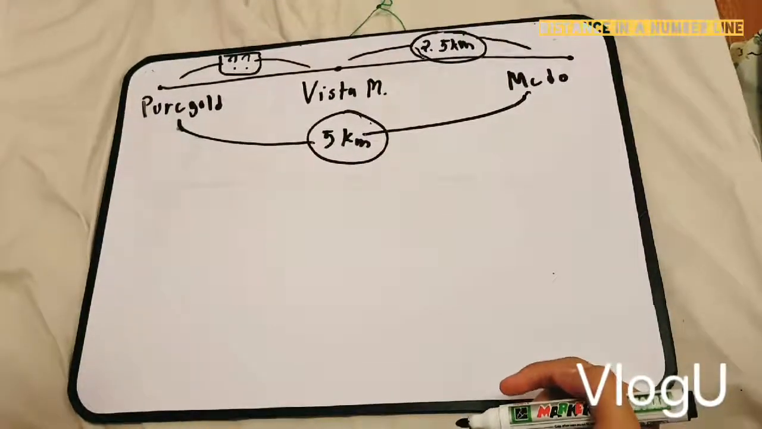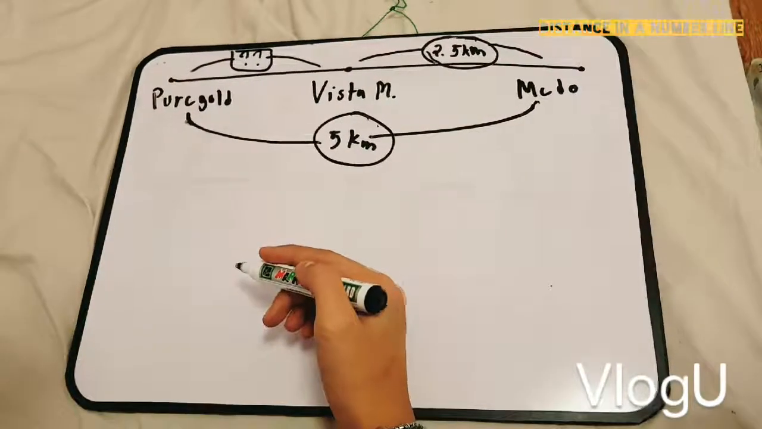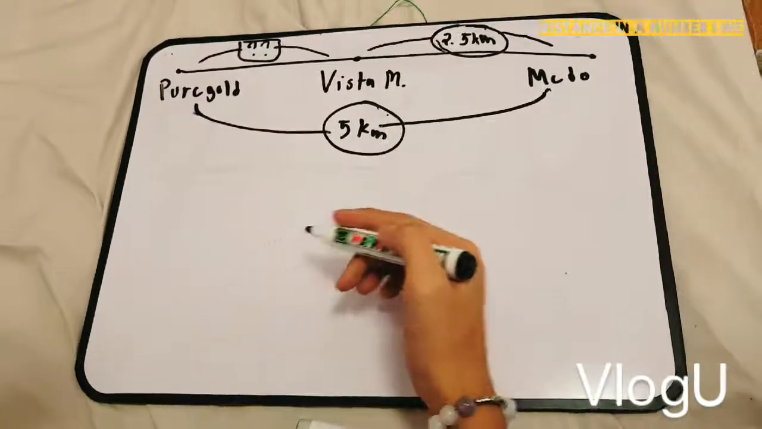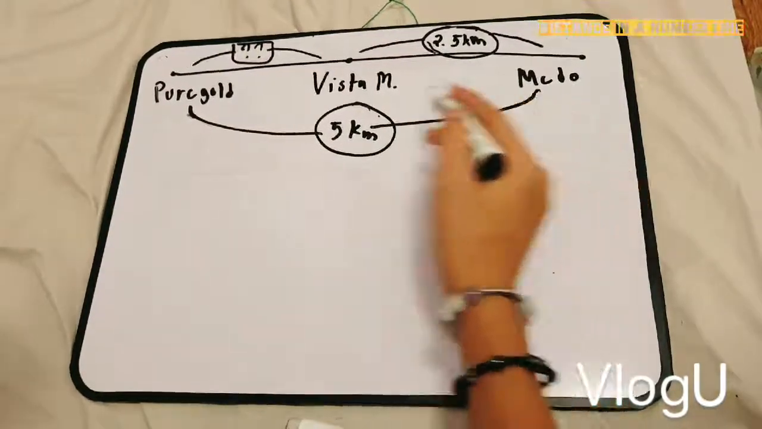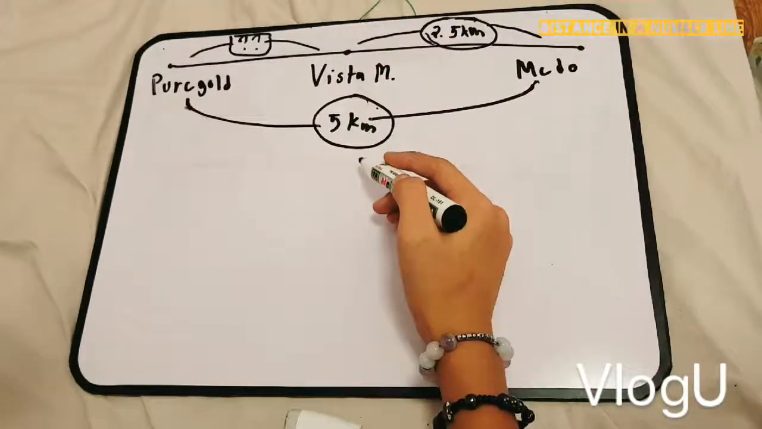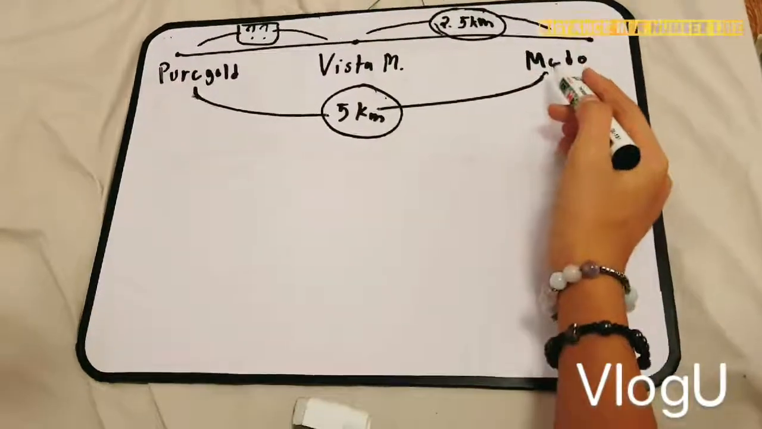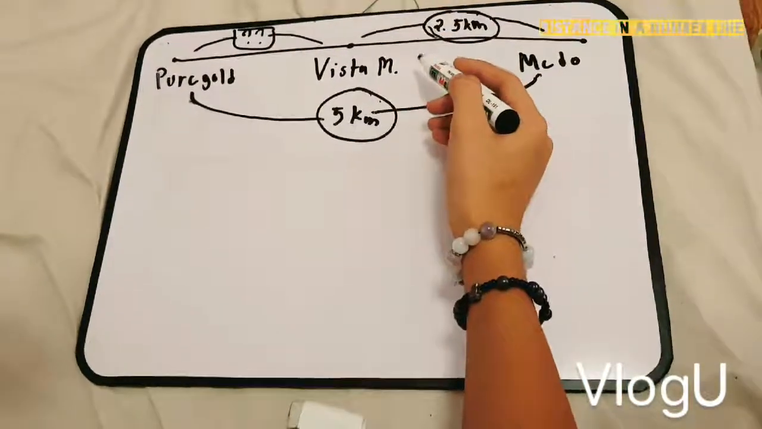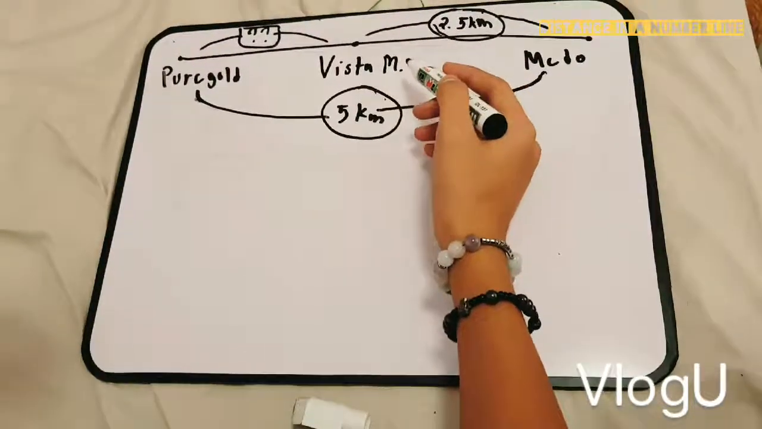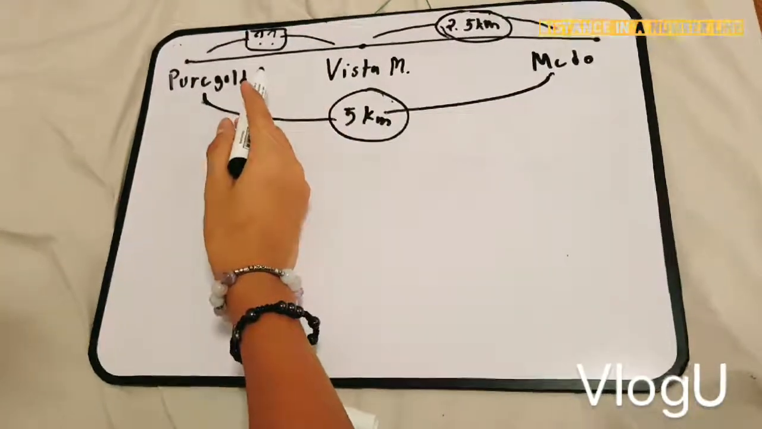Raymond is going to Vista Mall from Pure Gold to drop off Euro. If the distance between McDonald's intersection and Pure Gold is 5 kilometers, and the distance between McDonald's intersection and Vista Mall is 2.5 kilometers, what is the distance between Vista Mall and Pure Gold?